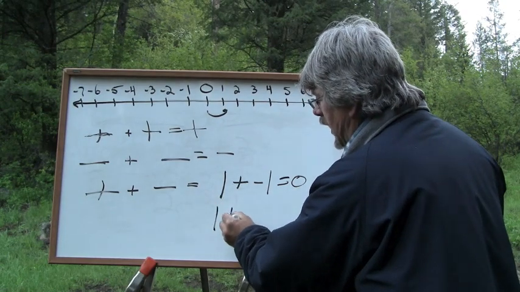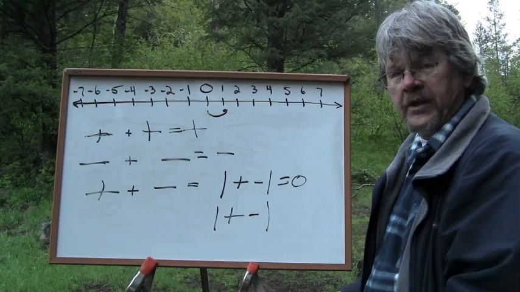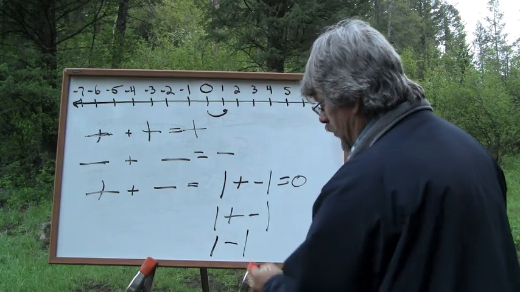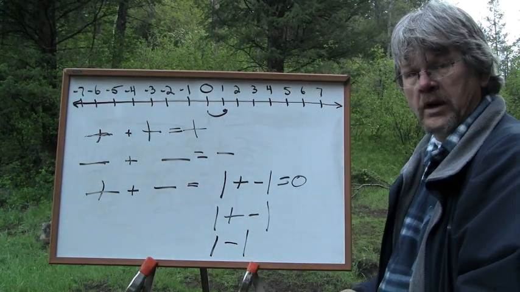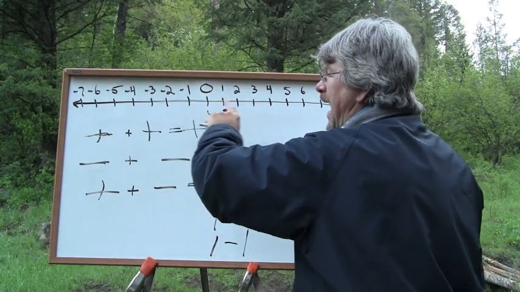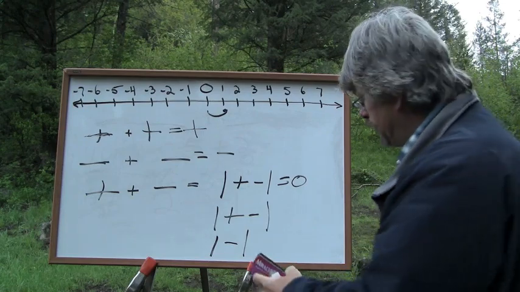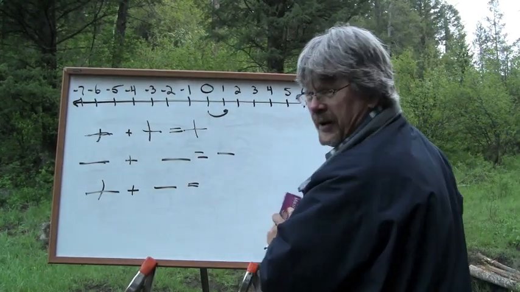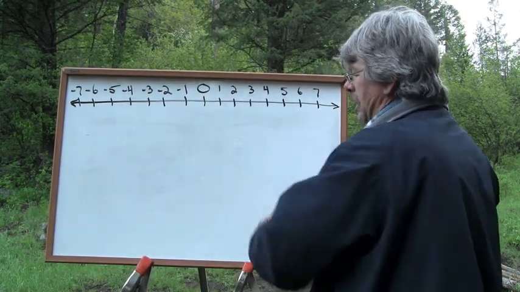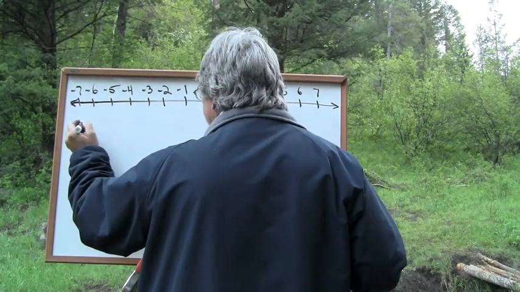1 plus a negative is the exact same thing as subtraction. 1 minus 1. Because if you start here and you add a negative, you're adding to the left direction. Right? No, left. Let me show you this.